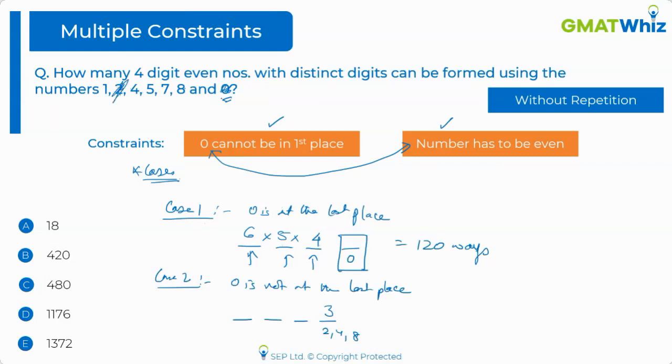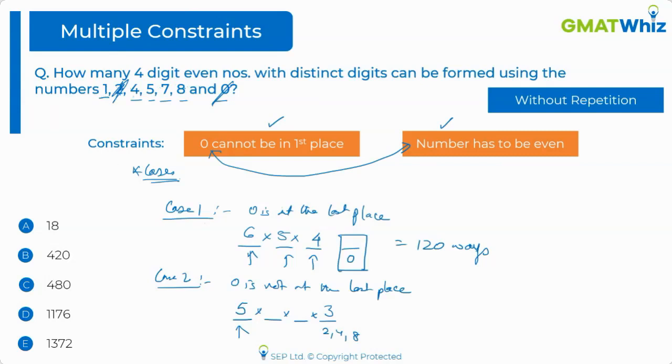Let's say you have used 2. Now let's think about the other places. But 0 is not at the last place, so I have to be careful what I put in the first place. Now how many digits do I have? I have 1, 2, 3, 4, 5, 6. But I cannot use all 6 of them. 0 cannot be at the first place. So I'll say the first place can be filled with any of the 5 numbers. Either 1 or 4 or 5 or 7 or 8, any of these 5.